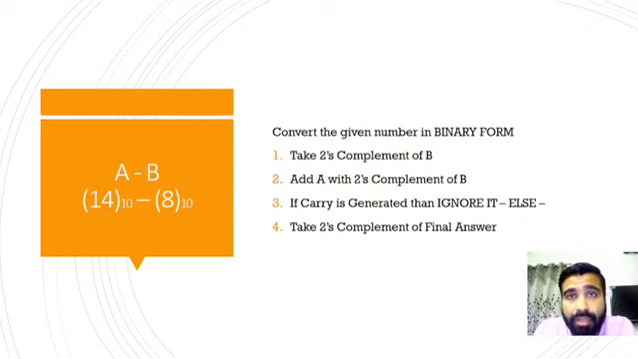Now after step number 2, you need to check whether carry is generated or not. If carry is generated, then you need to ignore it. But if carry is not generated, then you have to take the 2's complement of the answer which was obtained in step number 2. What was step number 2? That is the addition of A with the 2's complement of B. Fine. So let's try to understand this whole methodology with the help of the Logisim simulator.